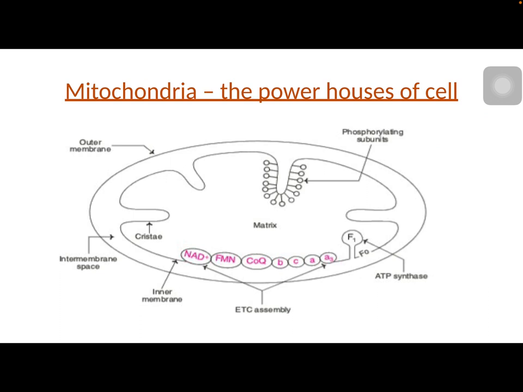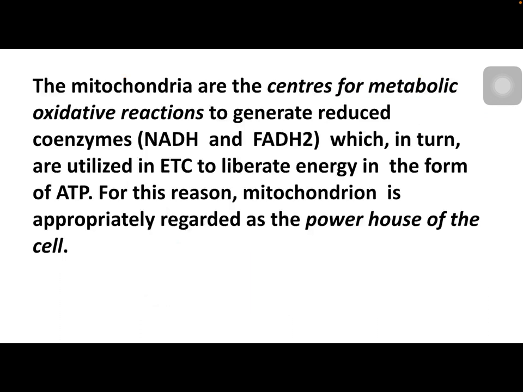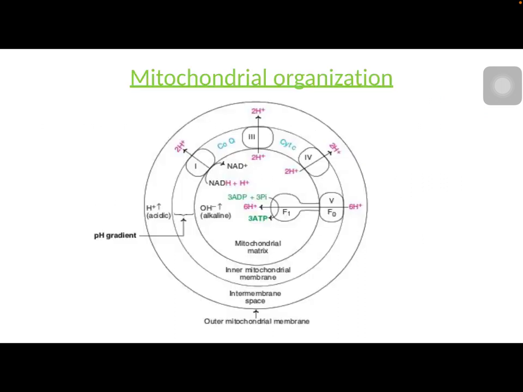Through these electron transports, electrons are transported and reach the F1 particles here. There ATP synthase phosphorylates ADP, thus forming ATP, and the formed ATP is stored in the mitochondria. So the mitochondria is considered the center of metabolic oxidative reactions that generate reduced coenzymes, NADH and FADH2, which in turn are utilized in the ETC to liberate energy in the form of ATP. For this reason, mitochondria is appropriately regarded as the powerhouse of the cell.